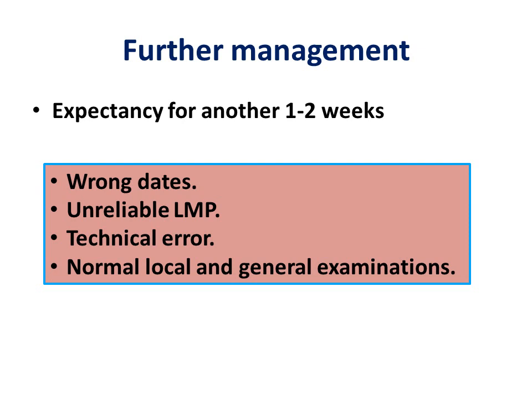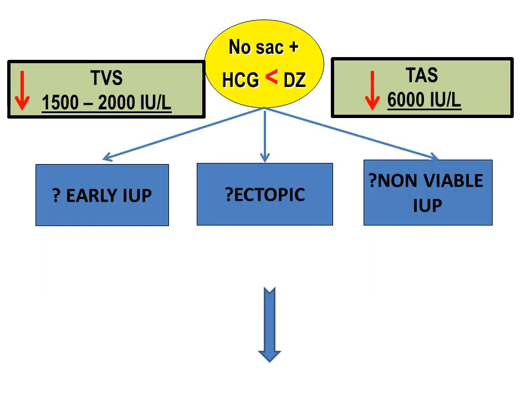In such a case, you can terminate this pregnancy. The last option of the discriminatory zone: you cannot see a sac and the level of beta HCG is lower than the discriminatory zone, less than 2000 by transvaginal, less than 6000 by transabdominal ultrasonography. What to do in such a case? No sac, lower level of beta HCG. What can I do in such a case?